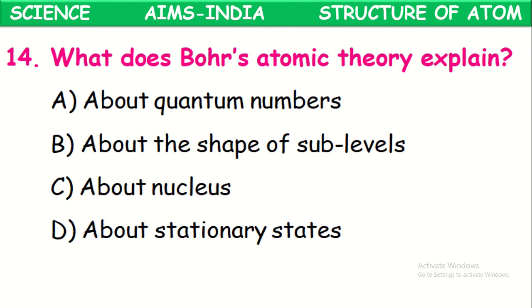Next, what does Bohr's atomic theory explain? What is it explaining about? It is explaining about stationary orbits. The electrons are revolving around the nucleus in fixed orbits, which are called stationary orbits, because until and unless electrons change from the same orbit, they neither gain energy nor lose energy. That's why these orbits are also called stationary orbits. It was explained in Bohr's theory.